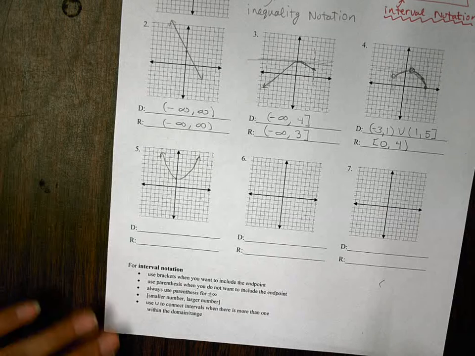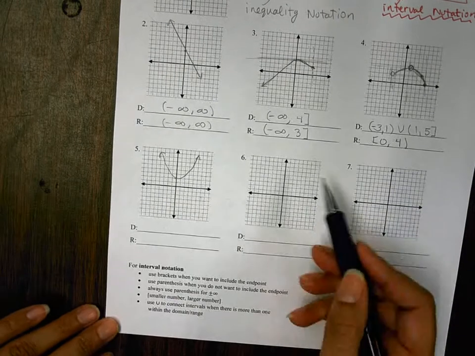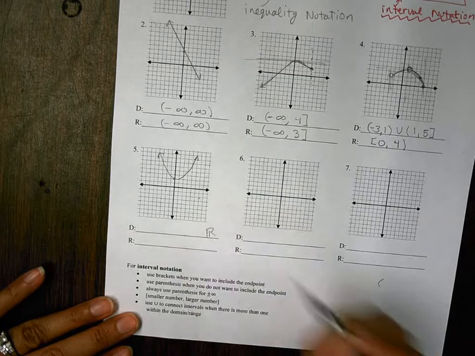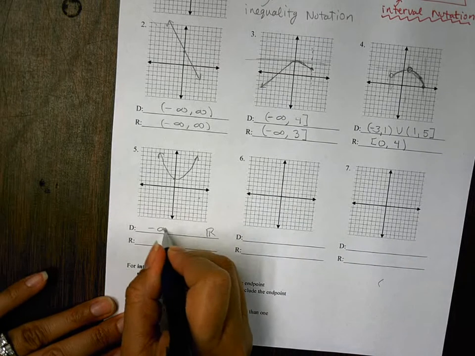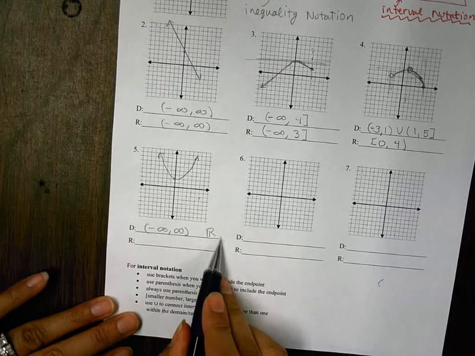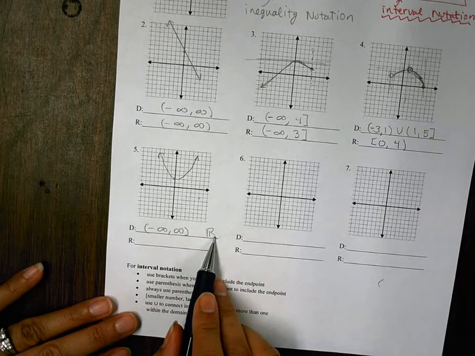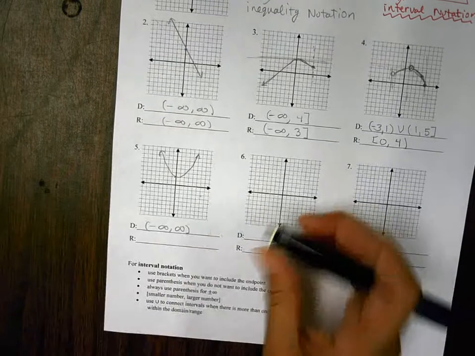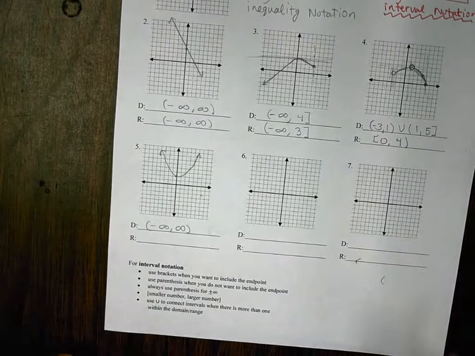Now domain is left to right. It goes left forever, right forever. This is what you used to say in math too. It's all reals, but we're going to say negative infinity to infinity. You still would use it in math two, but you're not going to use it in this class anymore for domain. You're going to say negative infinity to infinity.